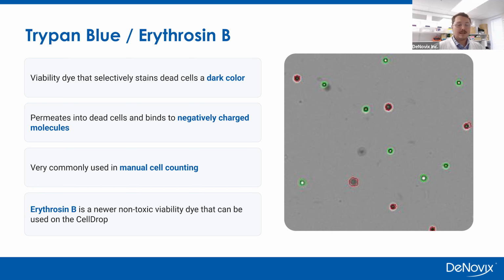Now, I want to talk a little bit about the assays that I'm going to demonstrate on the CellDrop. First is the bright field viability assays of trypan blue and erythrosin B. Now, they both stain dead cells in a dark color, and they permeate into dead cells and bind to negatively charged molecules. And they're very commonly used in manual cell counting. And if you haven't heard of erythrosin B, don't worry. It is new, it is not toxic, and it's better than trypan blue.